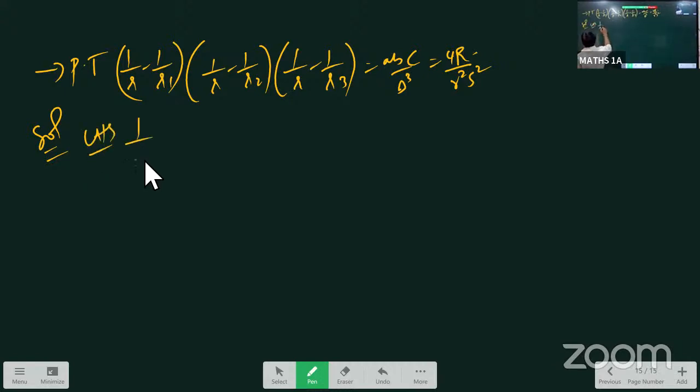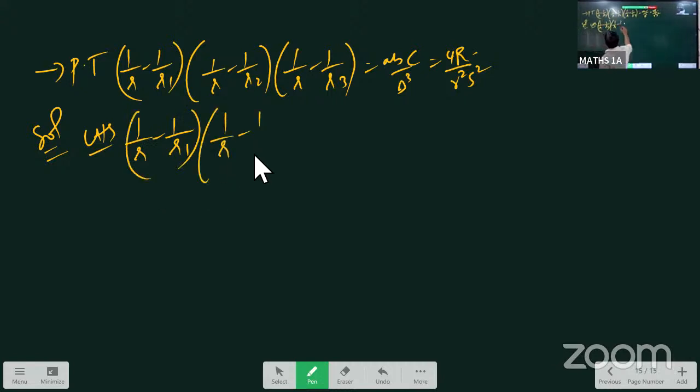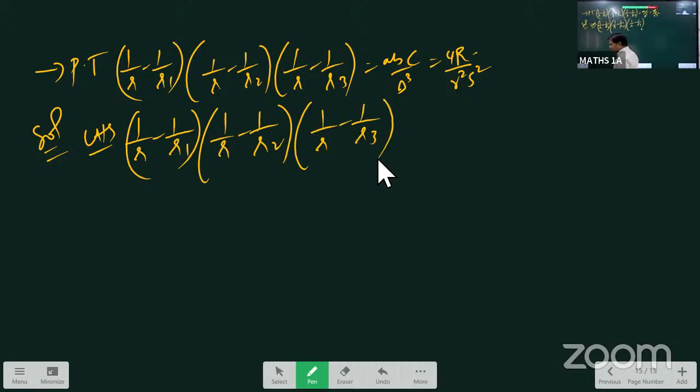LHS: 1 by R, 1 by R1, 1 by R minus 1 by R2, 1 by R minus 1 by R3. This is your LHS. Now, again, check कर दिए.